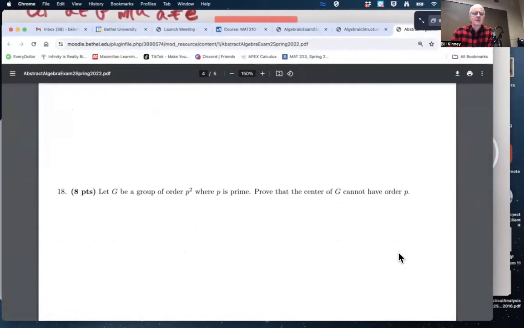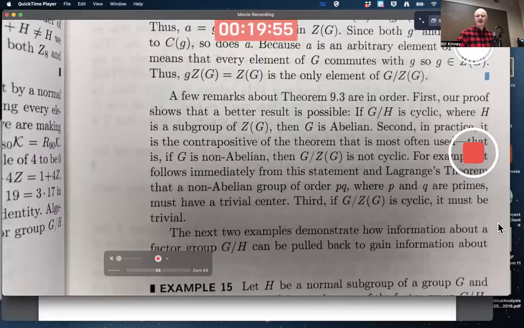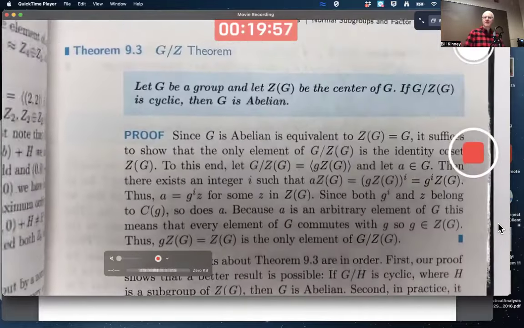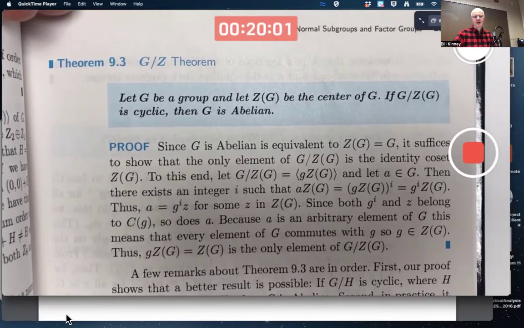Number 18 says, let G be a group with order P squared, where P is prime. Prove that the center cannot have order P. What's a theorem that would be related to this? A theorem in a recent chapter involving the center. GZ theorem, yeah. Again, this is a little bit of a strange theorem, but it is true. And sometimes it's useful, like in doing the problem we're about to look at here.